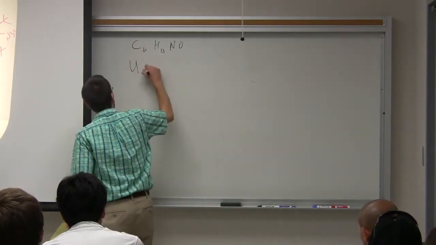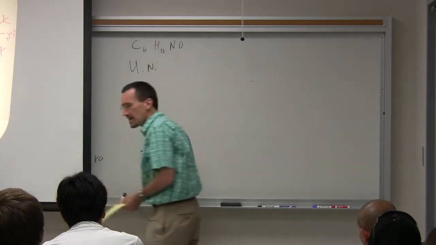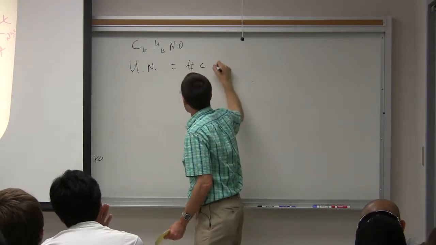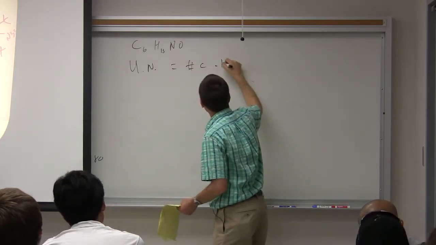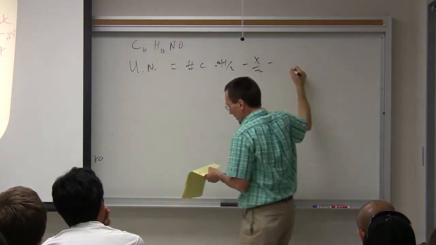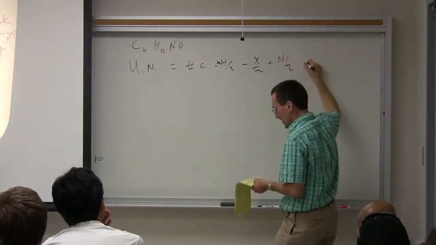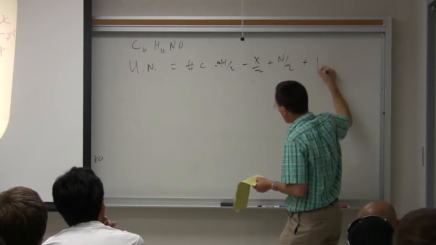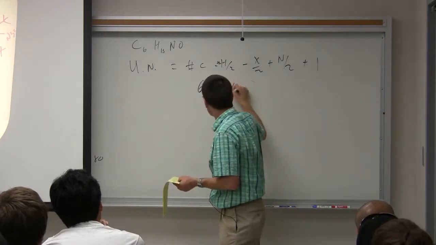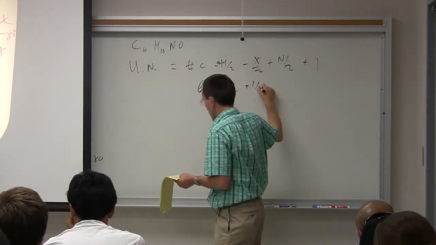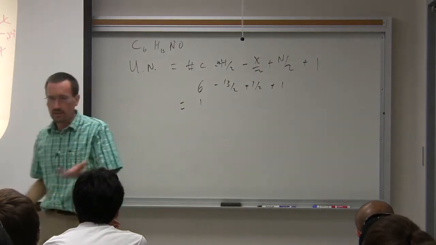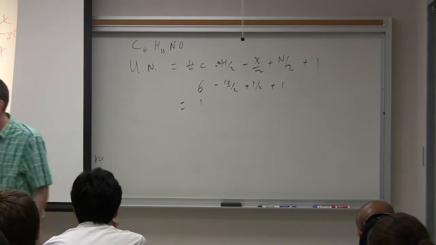So there are a couple of ways you can do it. Honestly, I never do it the way I'm about to write it. The unsaturation number is the number of carbons, minus the number of hydrogens over 2, minus the number of halogens over 2, plus the number of nitrogens over 2, plus 1. I hate formulas. I don't even keep formulas in my head. If you plug in, that's 6 minus 13 over 2 plus 1 over 2 plus 1, which is equal to 1: one double bond, a carbonyl group. I never do things this way.